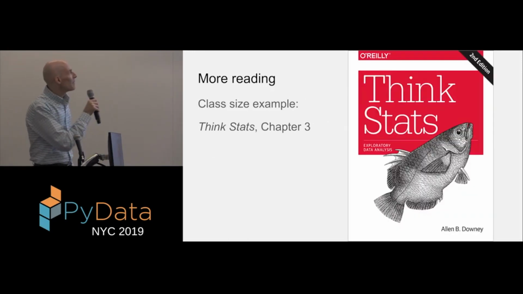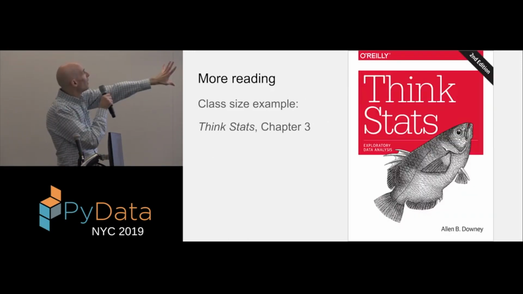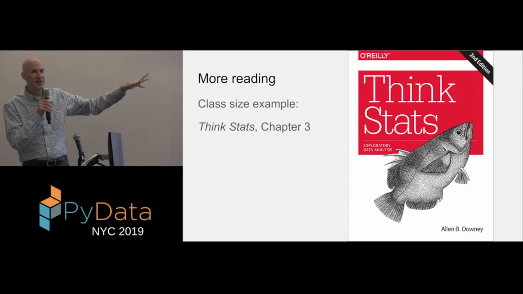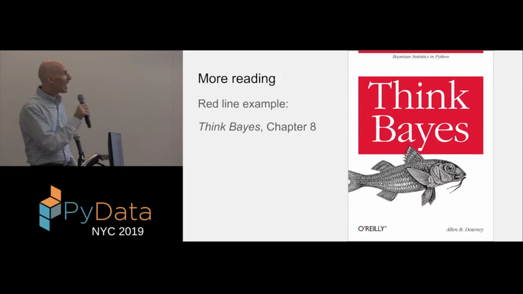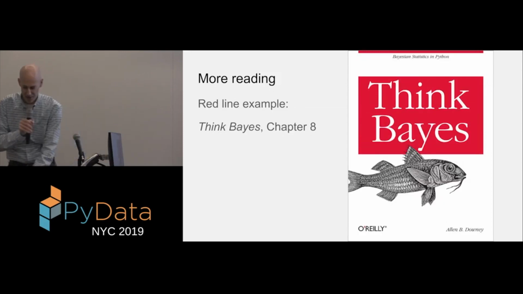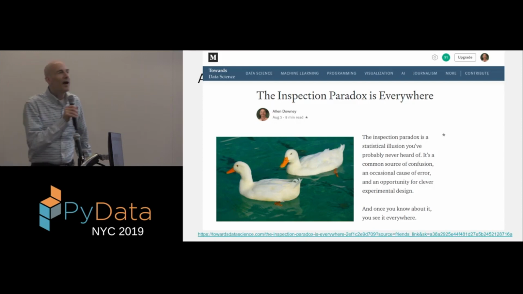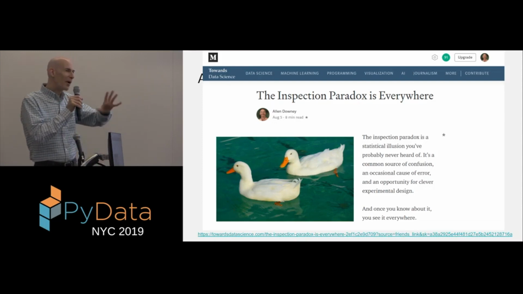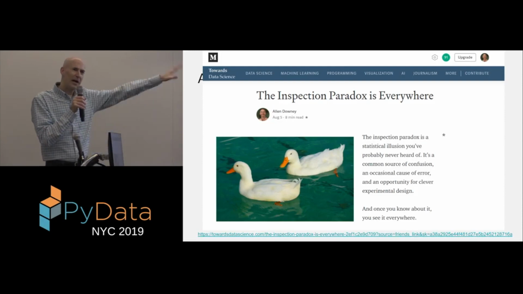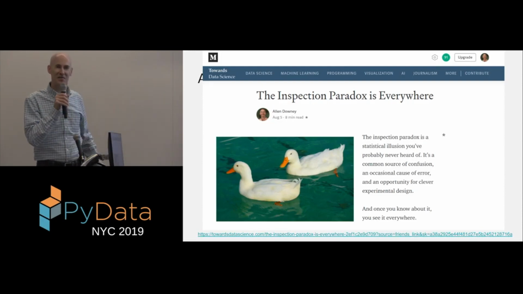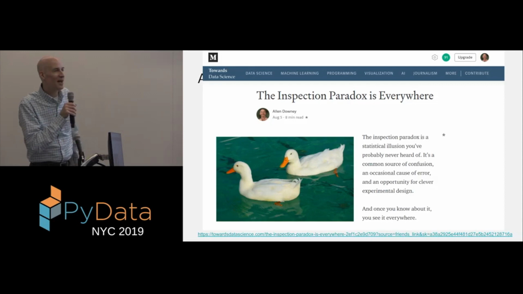Before I let you go, let me just point out, if you want to read more about some of these examples, the class size is in ThinkStats, which is available as a free download. And the red line example is in ThinkBayes. If you have friends who are a little bit less technical, they might like this version, which is written for a more popular audience explanation of this.